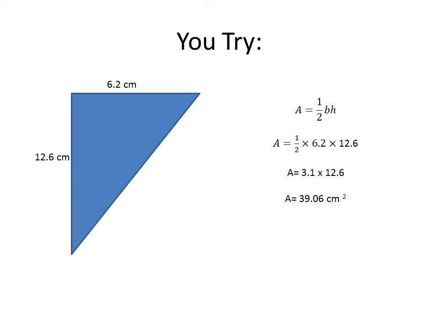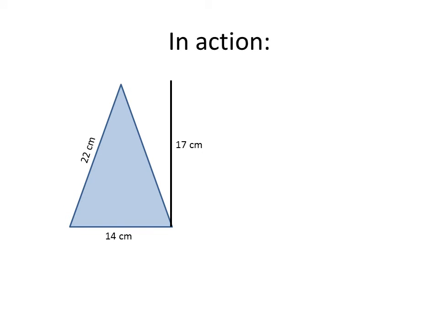Okay? If you had taken 1/2 of 12.6, that's 6.3, and then 6.3 times 6.2 is also 39.06. So your work in the middle could be a little bit different, but you should end up with the same answer. Okay? Here's another one for you to try. Think carefully about which one is your base and your height.